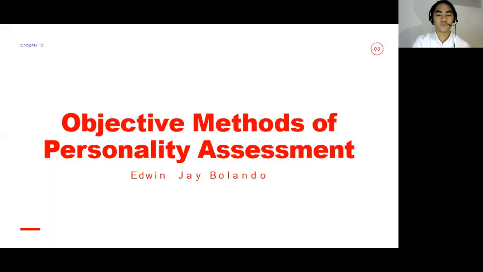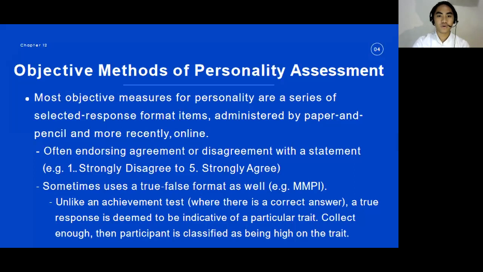Okay, let's start with objective methods of personality assessment. Most objective measures for personality are a series of selected response format items administered by paper and pencil and, most recently, online, often endorsing agreement or disagreement with a statement. Sometimes they use a true-false format as well, such as the MMPI.